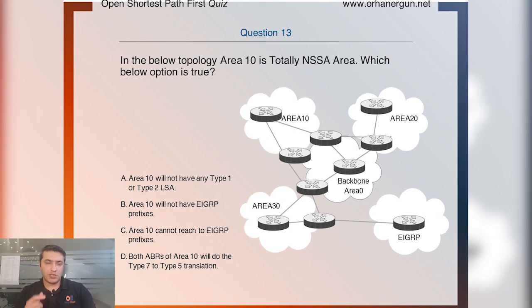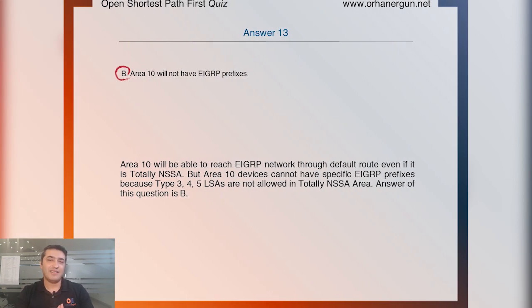Okay. Question 13. So in the below topology, area 10 is totally NSSA. Which below option is true? Area 10, totally NSSA. Now this time, totally NSSA. Let's have a look. Area 10 will not have any type 1 or type 2. No, internal routers, their type 1 and type 2 will be there. It's wrong. Area 10 will not have EIGRP prefixes. Yes. They will not have EIGRP prefixes if it is totally NSSA.